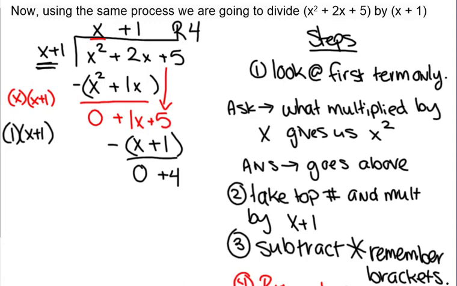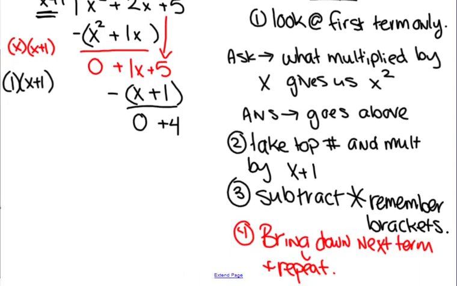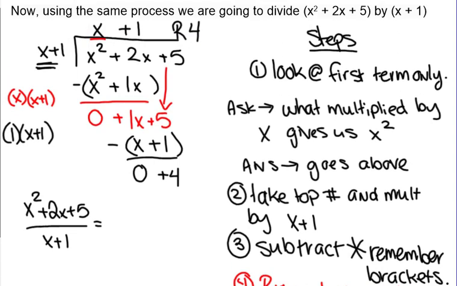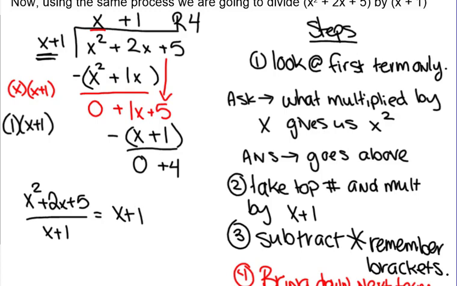If we want to write it in the term of our p of x divided by x subtract a statement, we're going to say that x squared plus 2x plus 5, which was our p of x, divided by x plus 1, which was our x subtract a, is equal to our q of x, which is our quotient, that's our x plus 1. That comes from whatever is on top of our dividing symbol, plus our remainder over that binomial.